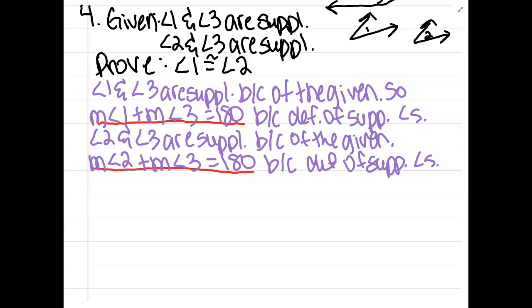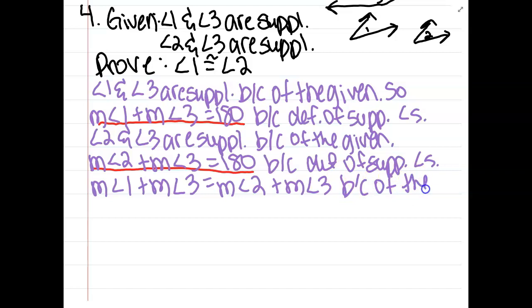Anytime you see something that looks like this, it's something you're going to do a lot with proofs. You have these 2 things that equal the same thing. What can I do with those 2 things then? I can set them equal to each other. So the measure of angle 1 plus the measure of angle 3 equals the measure of angle 2 plus the measure of angle 3. How do I know that? It's substitution, I guess technically. It's going to be the transitive property is what we use. Because of the transitive property.